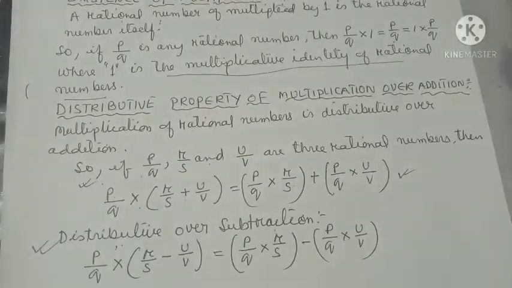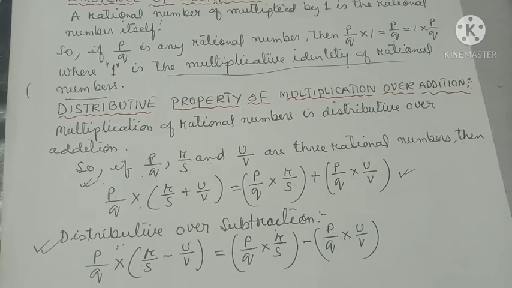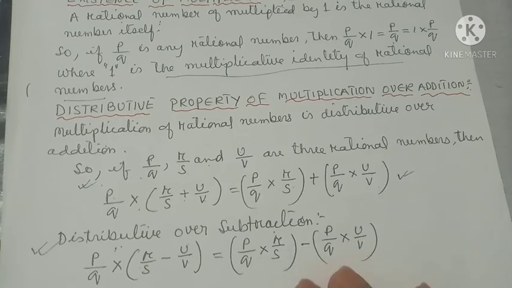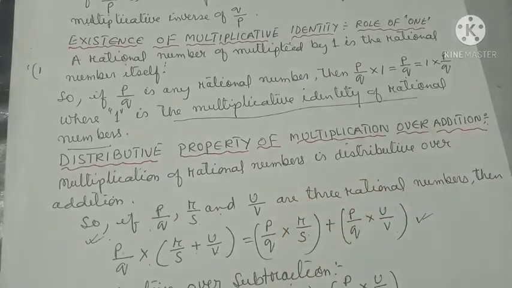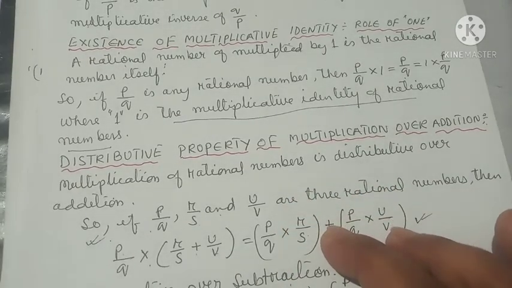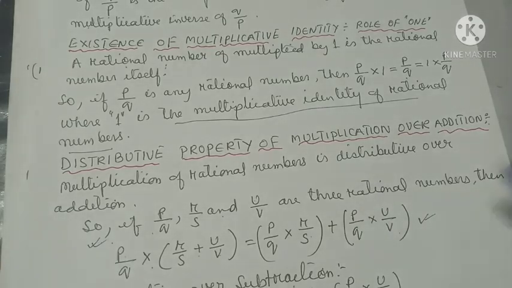The last property is the distributive property. Here, the distributive property can work under two things. The first one is the distributive property of multiplication over addition and subtraction, which exists for rational numbers, because in both of them we can calculate, solve the problems, and verify. So the distributive property of multiplication over addition and subtraction exists for rational numbers.